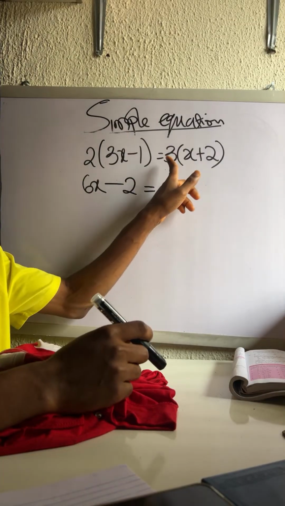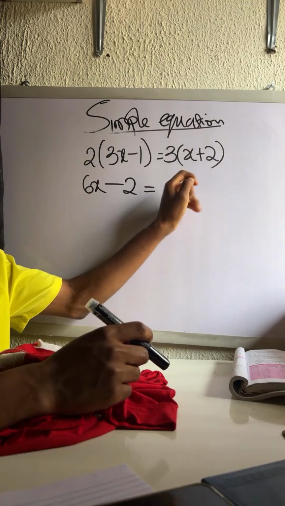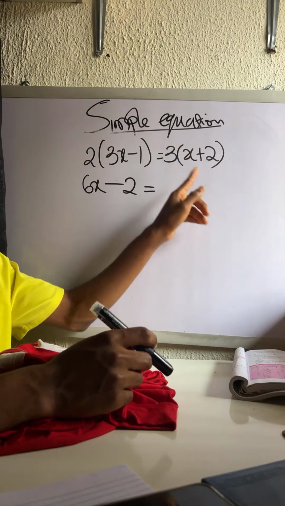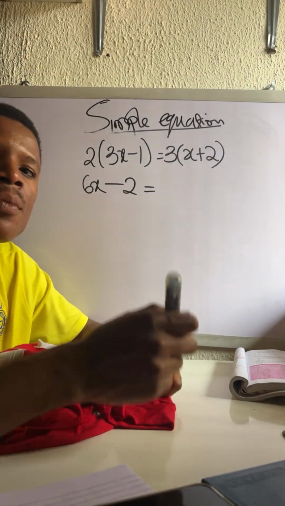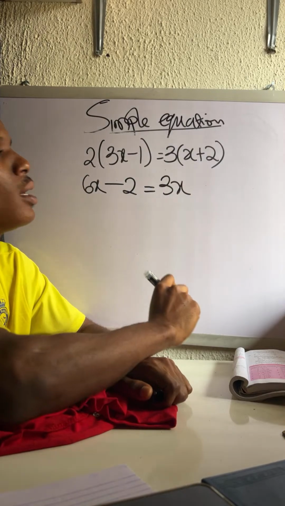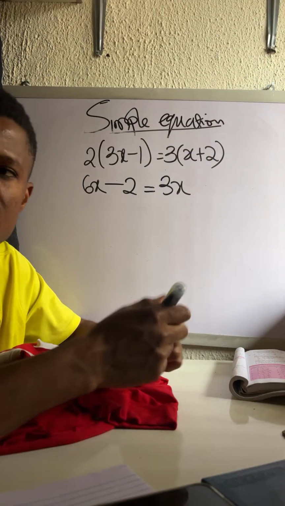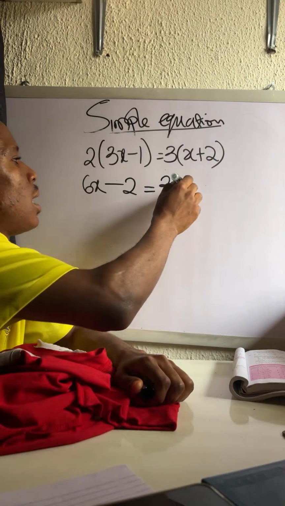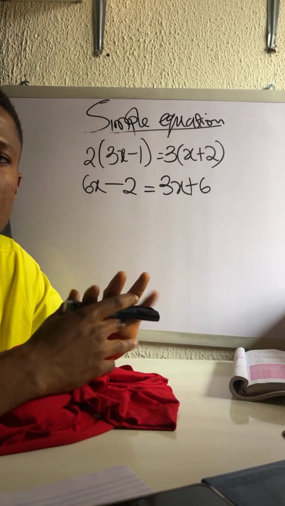The next thing is to open the bracket. We use 3 to multiply everything inside the bracket. So tell me, what is 3 times x? 3 times x is 3x. Then the next one we do is to use 3 to multiply 2. What is 3 times 2? 3 times 2 is 6. Okay? So now we've opened the bracket.